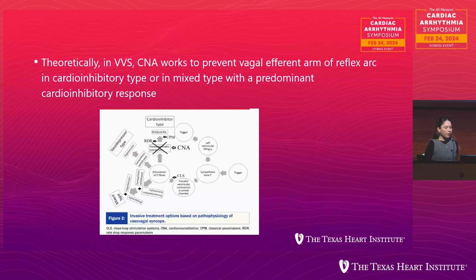So our intervention of parasympathetic ablation wouldn't really help a lot there. In theory, in vasovagal syncope, cardiac neuroablation works to prevent the vagal efferent arm of the reflex arc in the cardioinhibitory type, or the mixed type, as we said, with a predominant cardioinhibitory response.